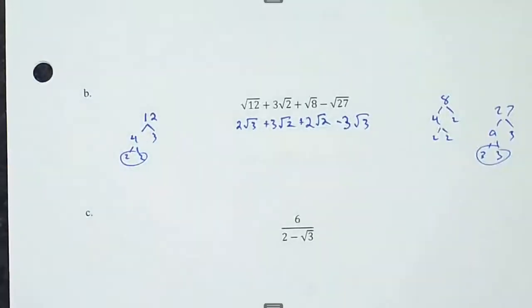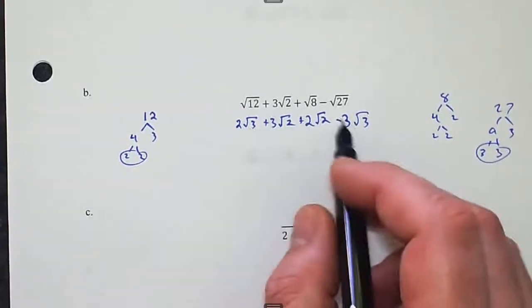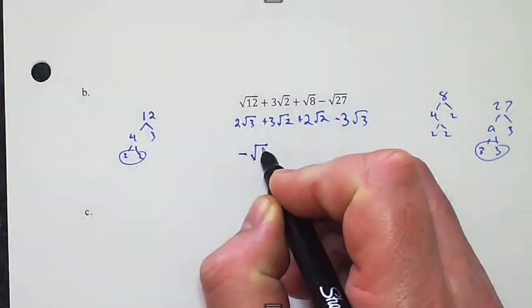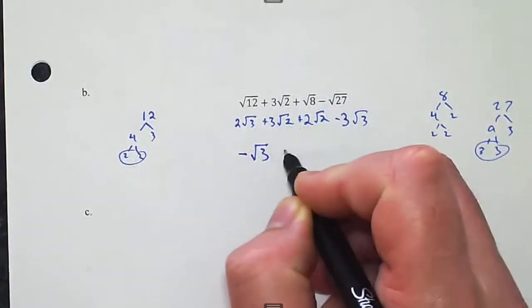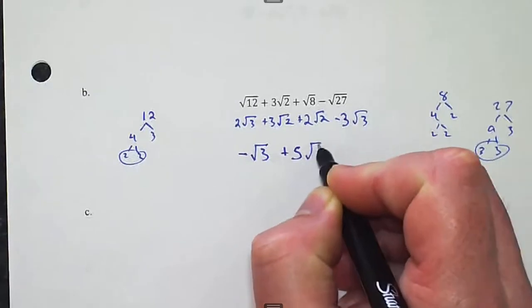Now that I've simplified them down, that's one of the reasons why that's a good skill to have. If you can simplify the radical down, then you can get them all in these common terms that you can then combine if possible. So I actually have 2 root 3 minus 3 root 3, which is a negative 1 root 3. 3 root 2 plus 2 root 2 is a 5 root 2.